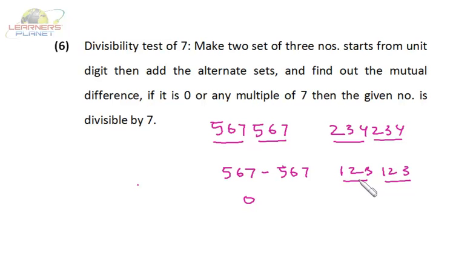Okay. So I hope you are clear about the divisibility rule of 7, but do practice 8 to 10 sums, so you'll be very comfortable with the test. Okay.